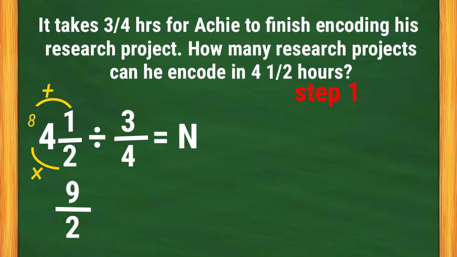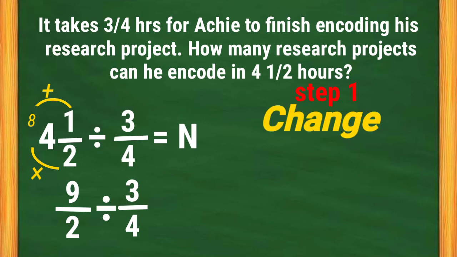So 4 and 1/2 will become 9 halves, or 9 over 2 divided by 3/4. That is the first step, which is change: change the mixed number to an improper fraction. This is the first step in dividing simple fractions and mixed numbers.